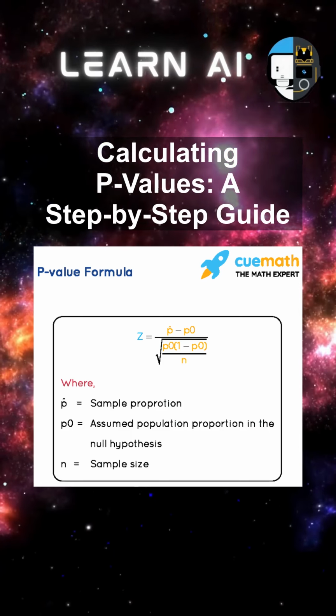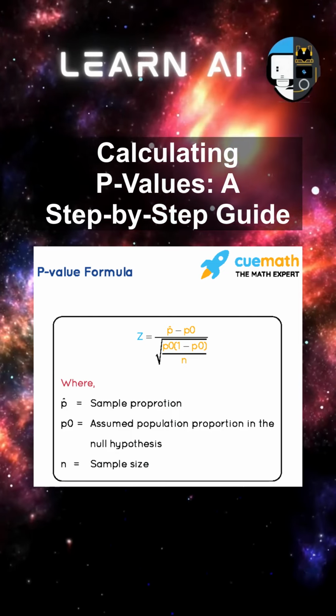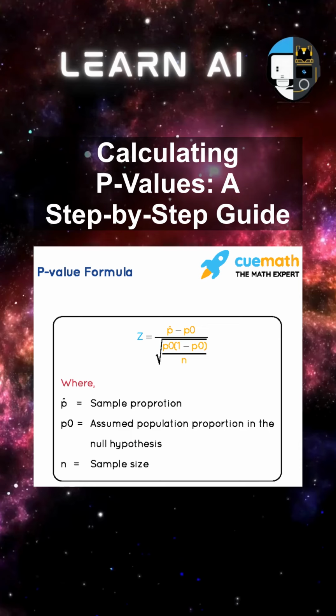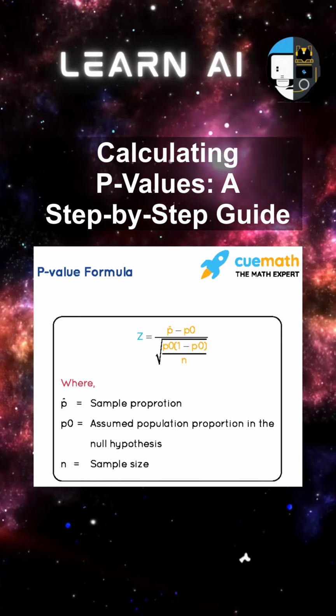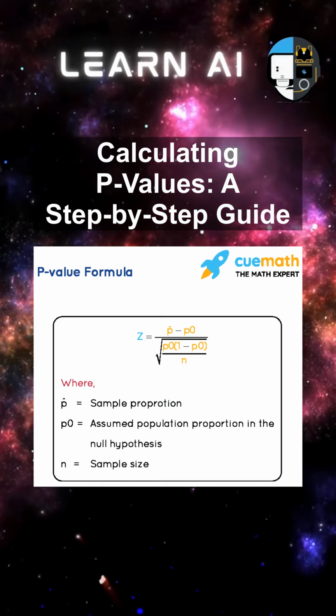It's crucial to ensure that the assumptions of the statistical test are met before calculating the p-value. For example, the t-test assumes that data is normally distributed and that samples have equal variances. Failure to meet these assumptions can lead to an incorrect p-value.